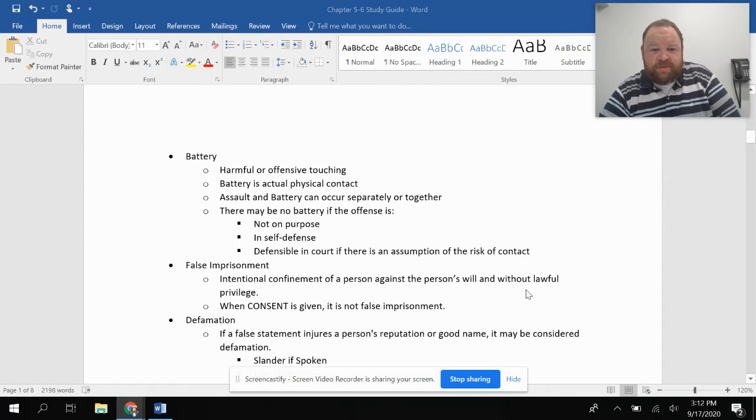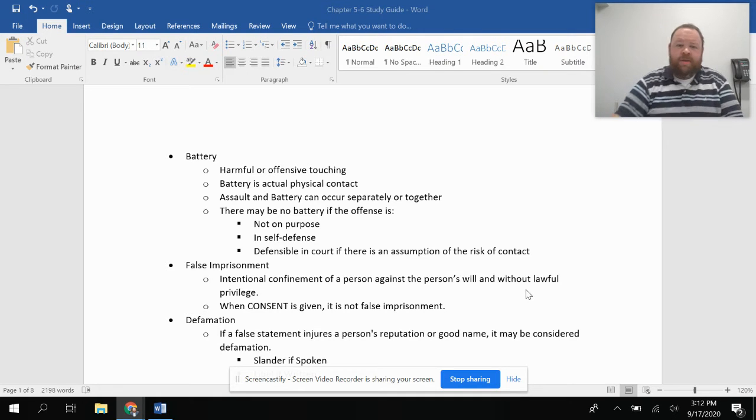So assault is different than battery. So a lot of you guys on this quiz got these two flipped. So battery is the actual touching. So that's the actual physical contact that caused harm. Assault is gestures and verbal. Assault and battery can occur separately or together. So remember, if you threaten someone and then you actually do it, then that would be assault and battery.